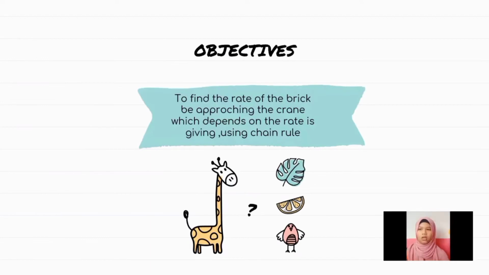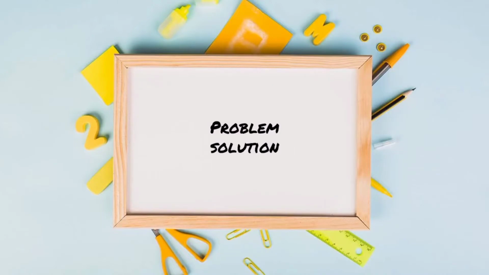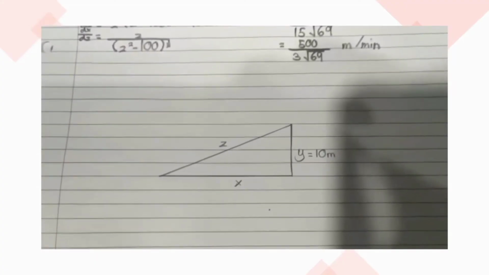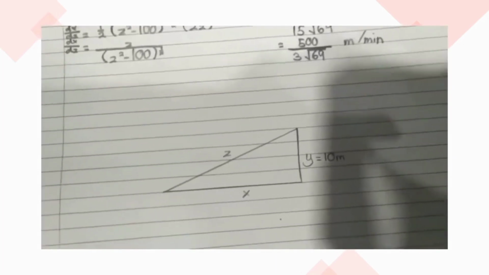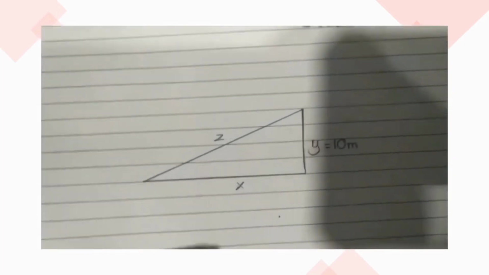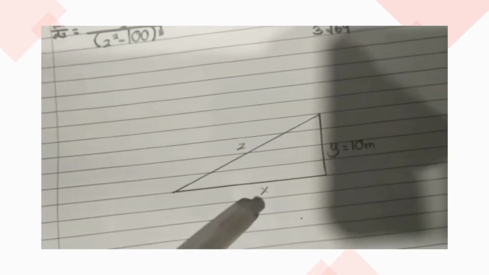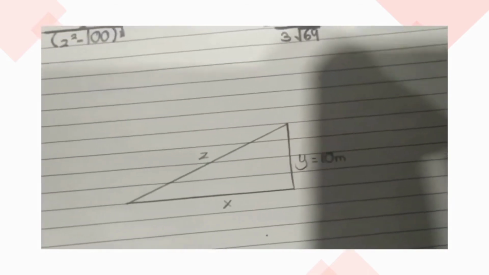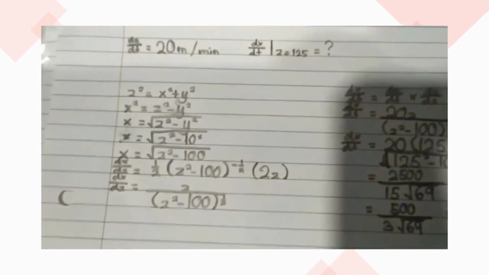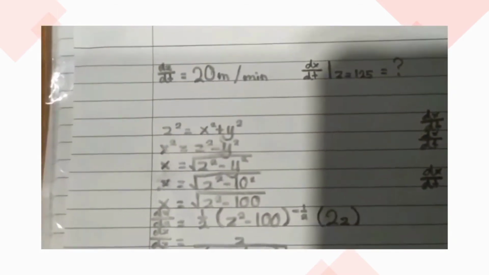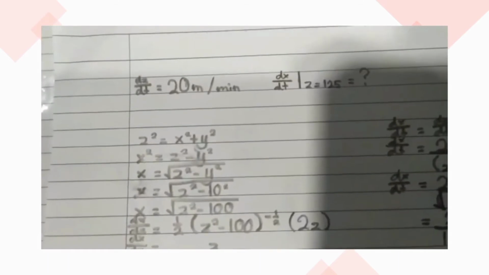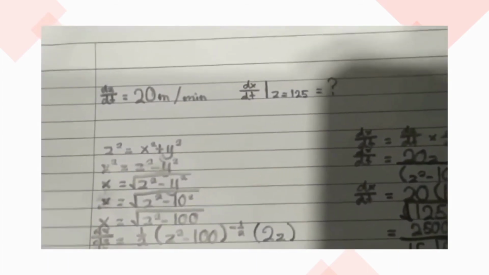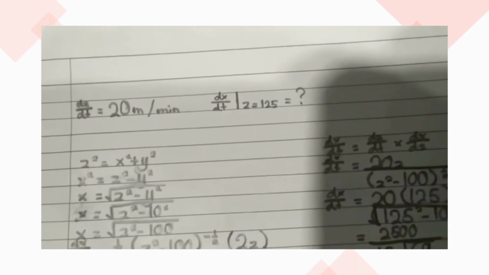Next is the objective. The objective is to find the rate of the brake while approaching the crane, which depends on the rate given, using the chain rule. So let's say the sides given are labeled x, y, and z, of which y is constant at 10 meters. The question gives that dz over dt equals 20 meters per minute. So the question asks what ds dt is if z equals 125.